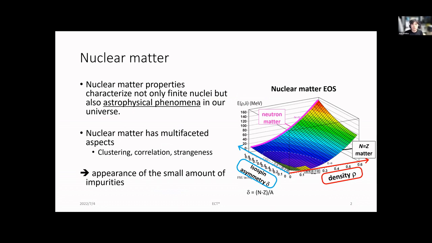Basically, we want to understand the nuclear matter itself. Nuclear matter properties characterize not only finite nuclei, but also astrophysical phenomena. At the same time, nuclear matter has multifaceted aspects like clustering or correlations, or in the case of high density, some strangeness appears. Maybe the appearance of this kind of correlation or a kind of impurity in the nuclear matter is the key to understand such matters.